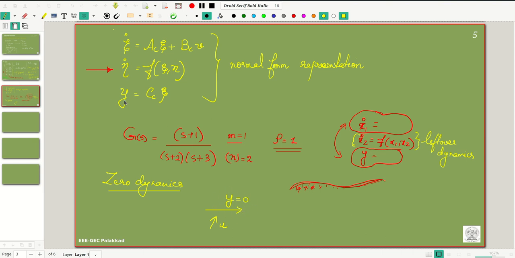At that time, if y is equal to 0, what happens? If y is equal to 0, zeta will be equal to 0. That means even when the output of this kind of system is 0, having plugged the output of the system to 0 using some input u, there will be some internal dynamics playing inside the system. That means eta dot is equal to f of zeta comma eta. This is some internal dynamics which will always be there in the system.